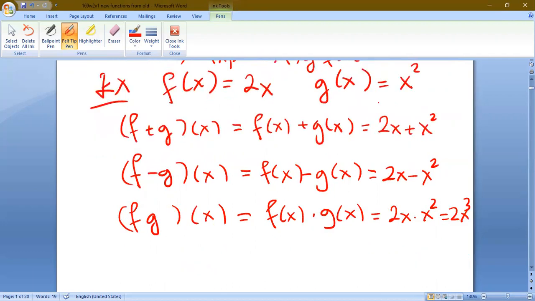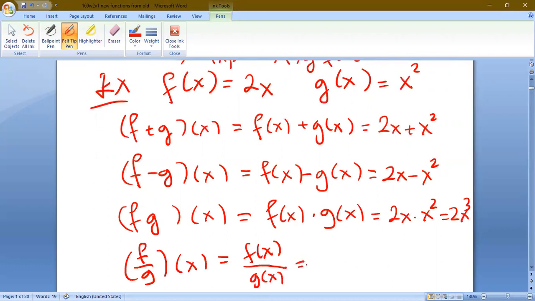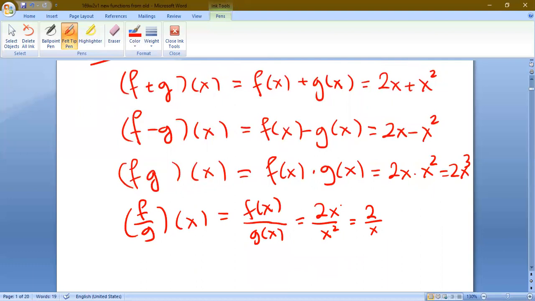Of course, we can also talk about f over g. That means f of x over g of x. That's 2x over x squared, or 2 over x. And as you see, each one is a new function, and we obtain them from two functions just by using four basic operations: summation, subtraction, multiplication, and division.